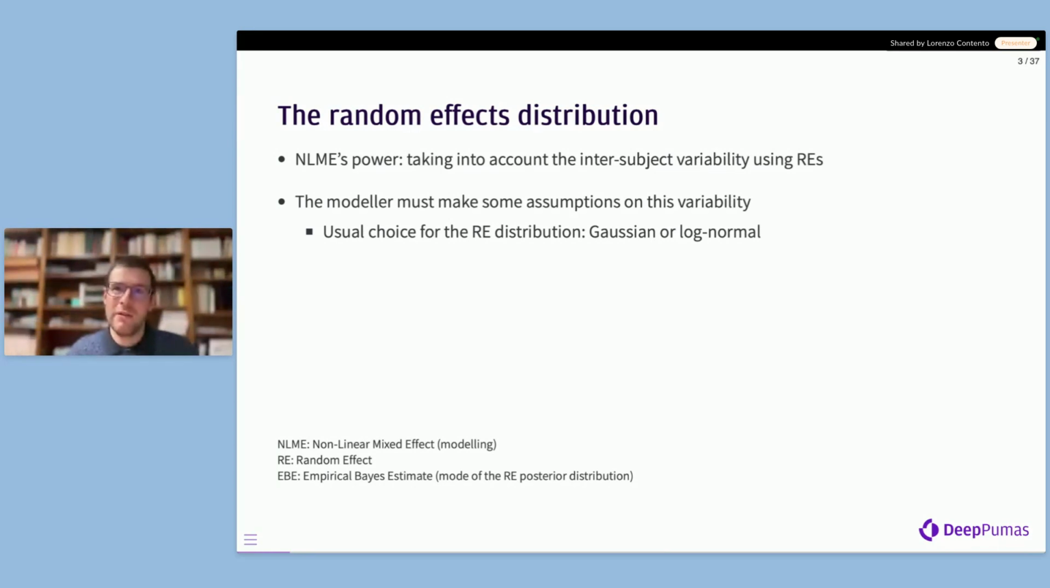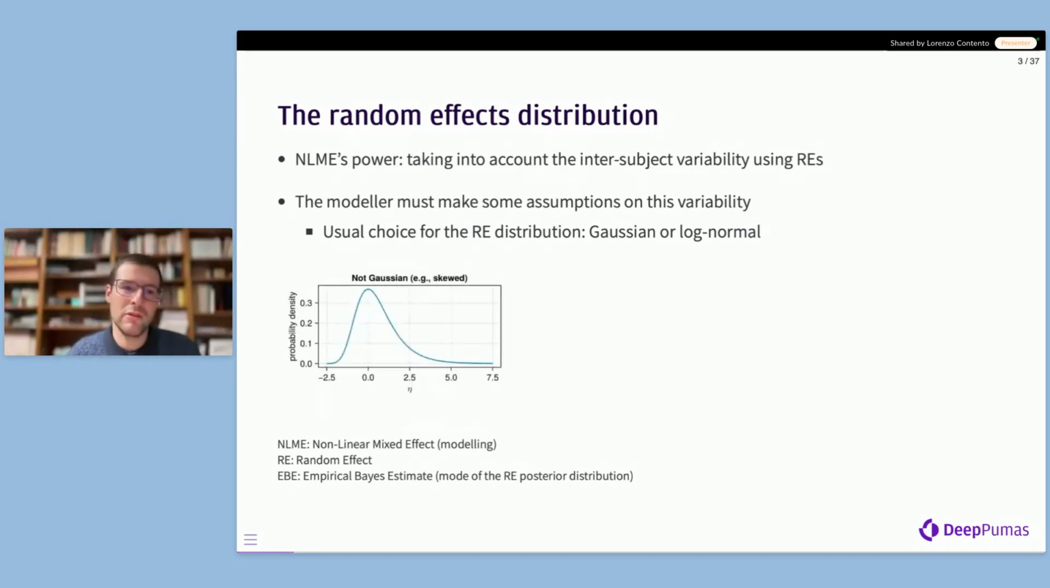However, not all distributions that can occur in the real world are simple. So you may have some non-Gaussian distributions, for example, that are skewed, which could be modeled in a parametric way, but a priori it's difficult to say whether skewness will be necessary.